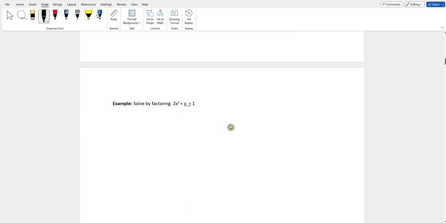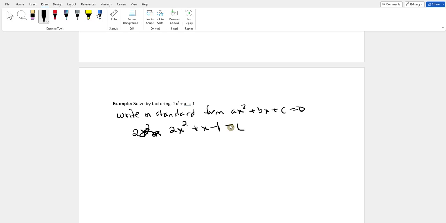In this next problem, we have 2x squared plus x is equal to 1. This is not in standard form, so we're going to write it in standard form. So remember, standard form is ax squared plus bx plus c. I want 0 on the right hand side, so I want to get this 1 over here. So I have 2x squared plus x minus 1 equal to 0.